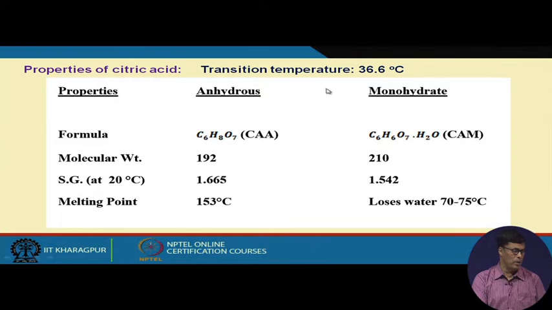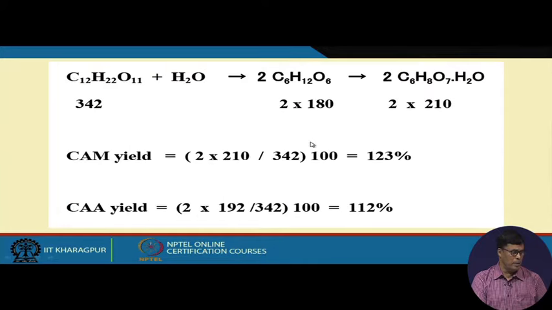Most important thing I want to point out here, the transition temperature is 36.6 degrees centigrade between the anhydrous and monohydrate, because when you do the crystallization, if we keep the temperature below 36.6 degrees centigrade, we get citric acid monohydrate, and if we keep the temperature higher than that, we produce the citric acid anhydrous.